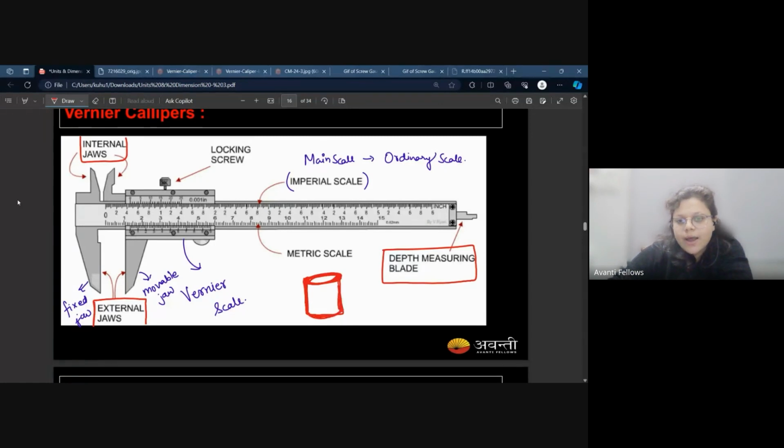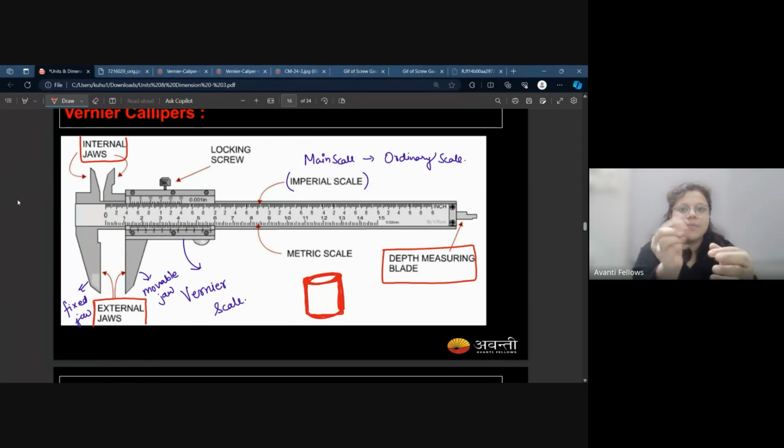So I just want to calculate this thickness. What will I do? First, I will put this beaker in between the external jaws to calculate the outer diameter. Once I've got the readings, I put it aside. Then I turn the beaker bottom up and put it over the internal jaws. Now I will slide this scale and these internal jaws will move apart from each other.